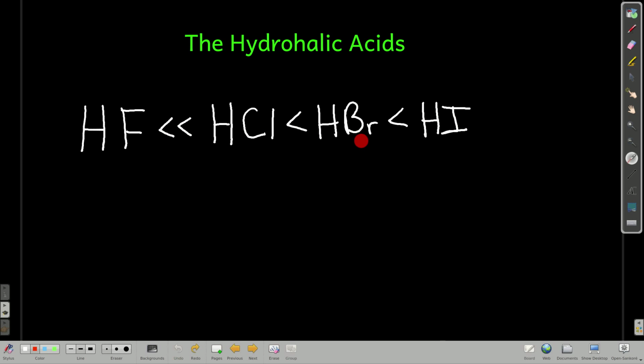Iodine is larger than bromine, which is larger than chlorine, which is larger than fluorine. And so the longest, weakest bond is in hydroiodic acid, which is the strongest acid. And the weakest is between hydrogen and fluorine in hydrofluoric acid, which is the weakest acid.